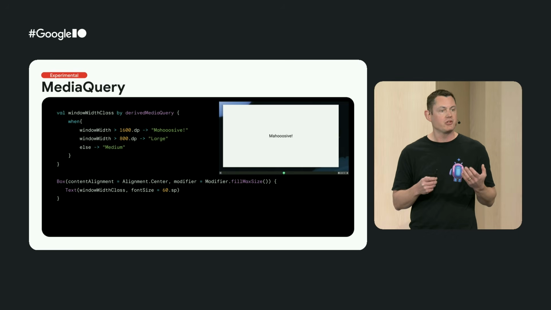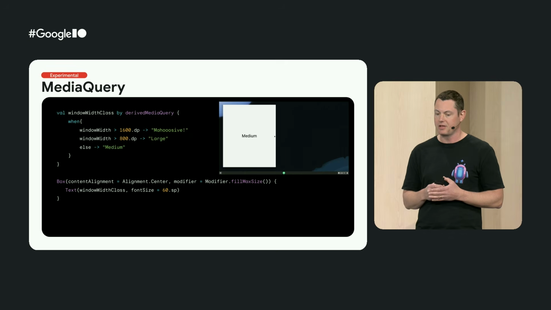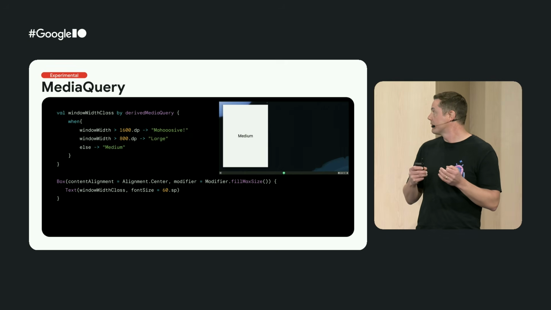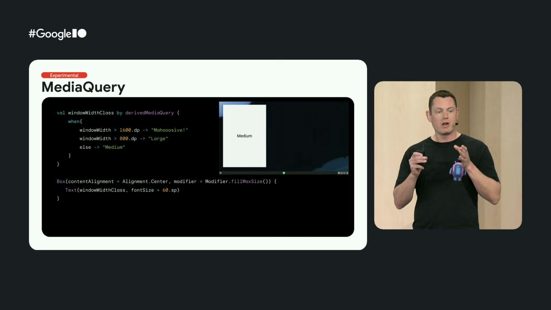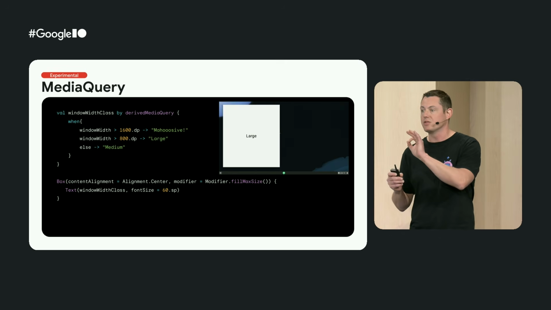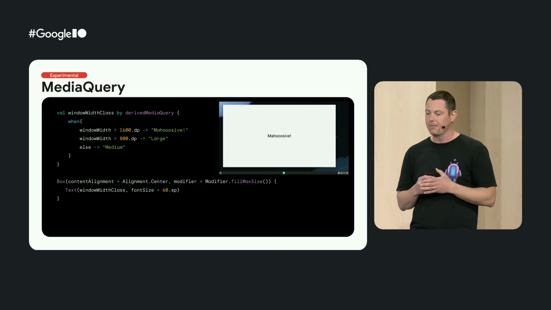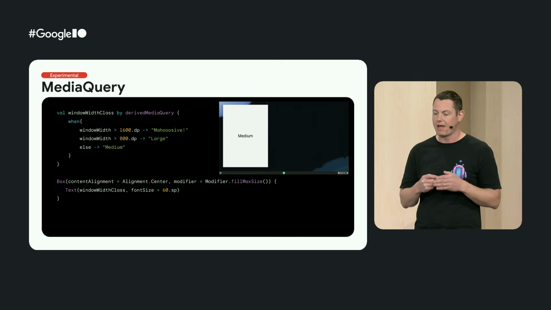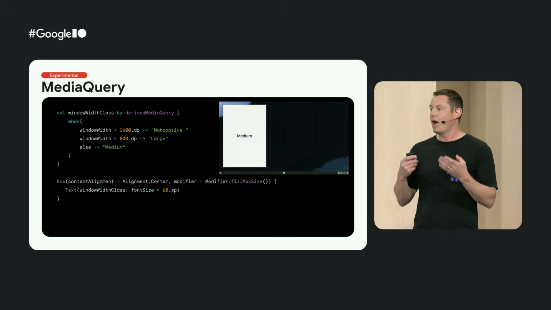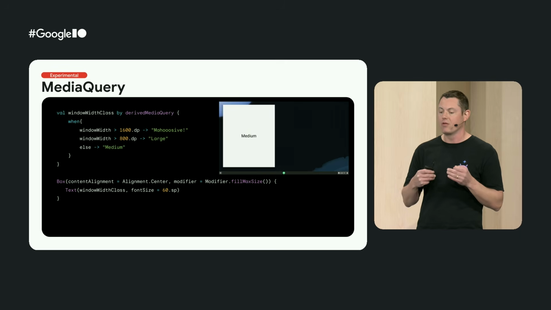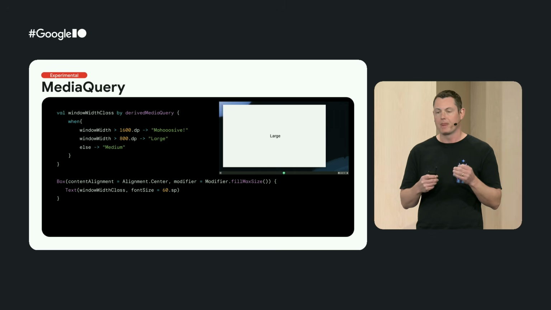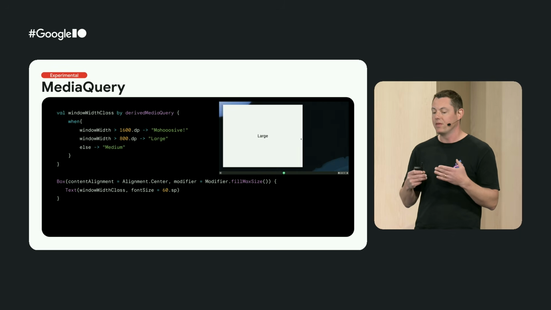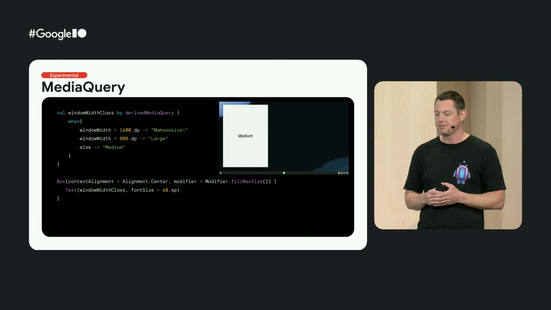For rapidly changing values, like window size, and this can rapidly change when you're running your app on a desktop and the user's drag resizing that window, you would use derived media query. And this allows you to say, I'm aware that my state is dependent on a value that is rapidly changing, but I only want to recompose when the derived state changes.